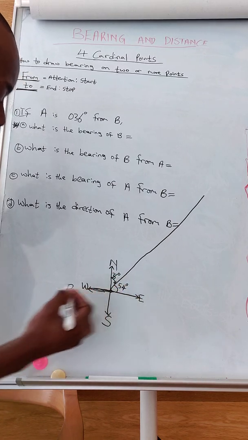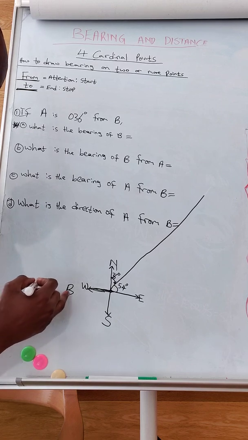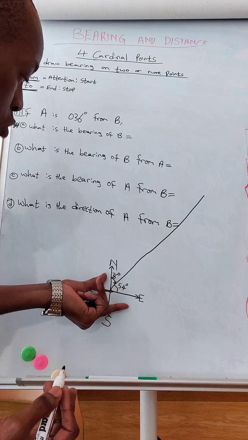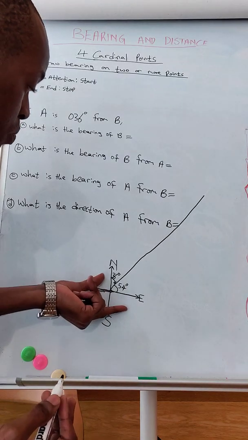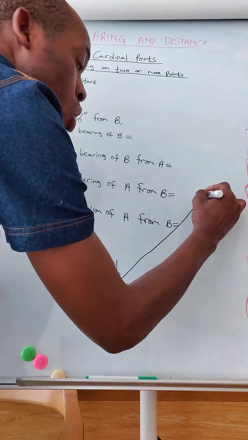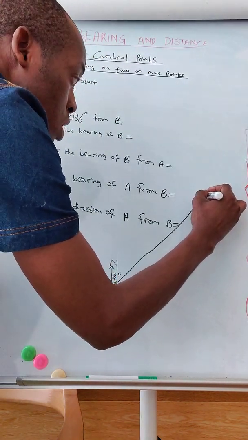54 stops here. This is B. Now, we have completed the diagram on B. Now, we are moving to A. You choose a point also.